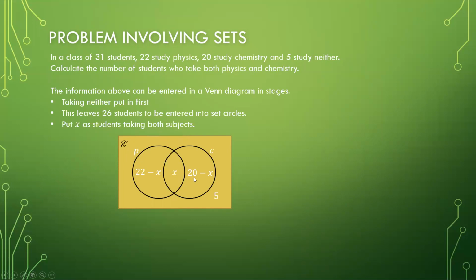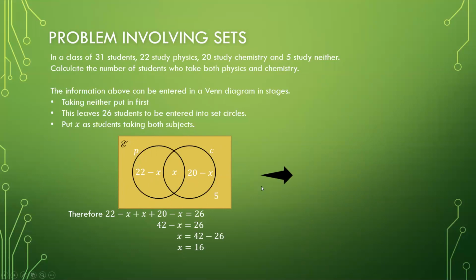Then because chemistry has 20 of them, if X is here, then this one has to be 20 minus X. 22 is taking physics, right? So 22 minus X you have to put here, right? Okay, so from here, we try to solve because these three values have to add up to 26, right? Because altogether it has to be 31, and 31 minus 5 you get 26. You solve it, you get the answer X as 16, right?